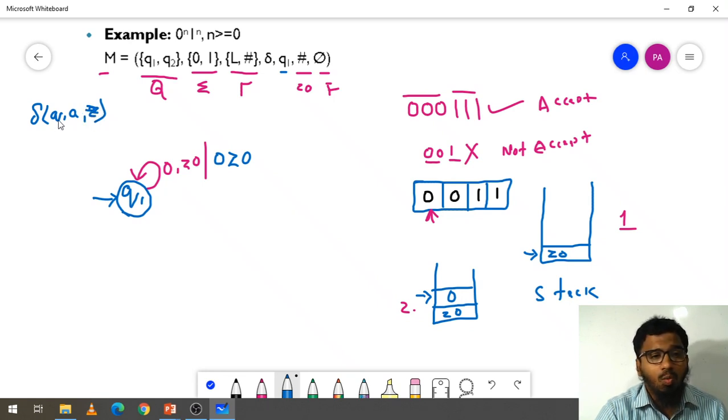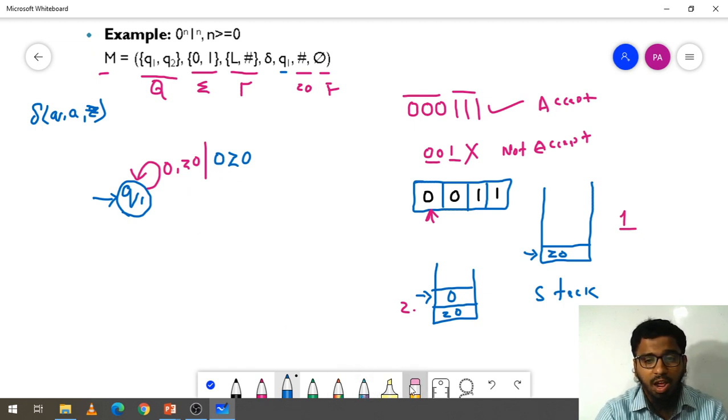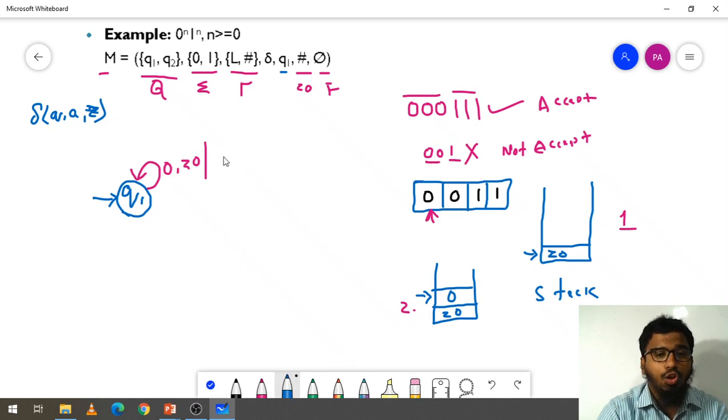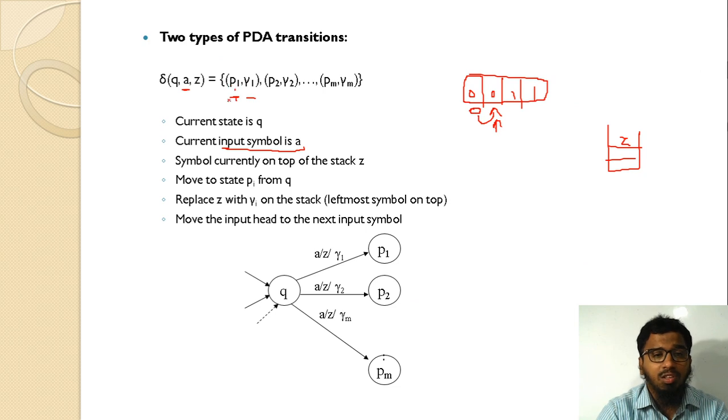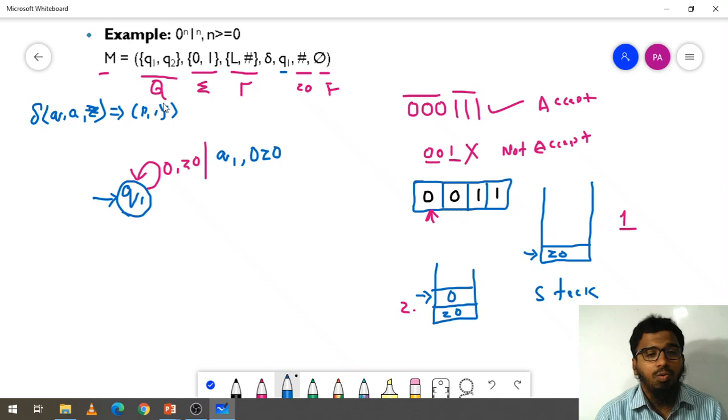With the help of this we are solving. What is Q? Q is Q1. What is A? A is 0, whatever the input is. Then Z is whatever is available in the stack, that is Z0. So what answer are we getting? P1 comma Y1. That means here we can write Q1 comma, and the answer we are getting is 0 Z0. P1 is the first state. So this is the first step.